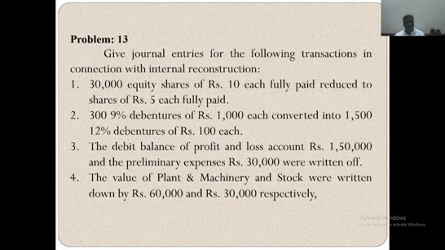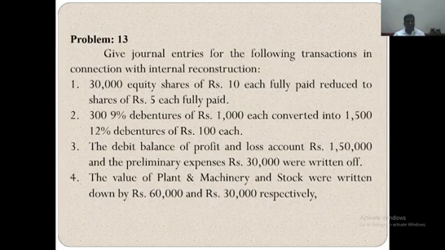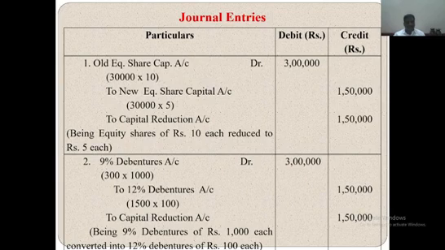Second, 9% debenture of rupees 1,000 each converted into 1,500 12% debentures of rupees 100 each. So the journal entry in the books: 9% debenture account debited, 300 into 1,000, 3 lakh rupees. To 12% debenture account, 1,500 into 100, 1,50,000. The balance amount to capital reduction.